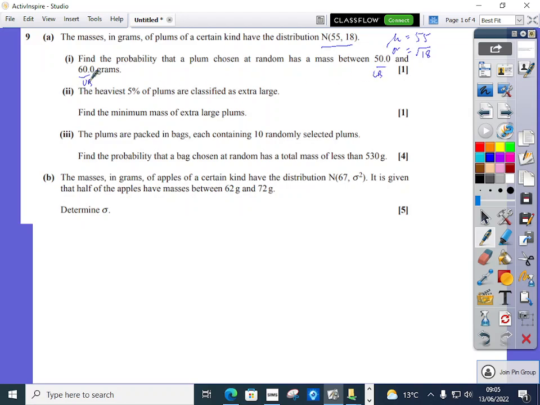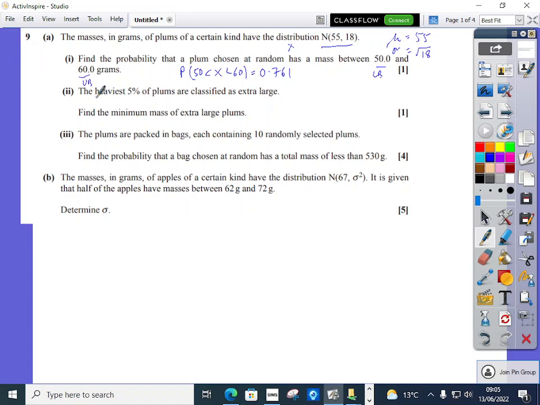And if I quickly do that, you should have got a probability of, it's written like this, if we call these plums x, it's between 50 and less than 60, and that probability will give you 0.761. Now you only need to give it to 3 significant figures, so that's fine, and there's only one mark in it, so that'll be enough.